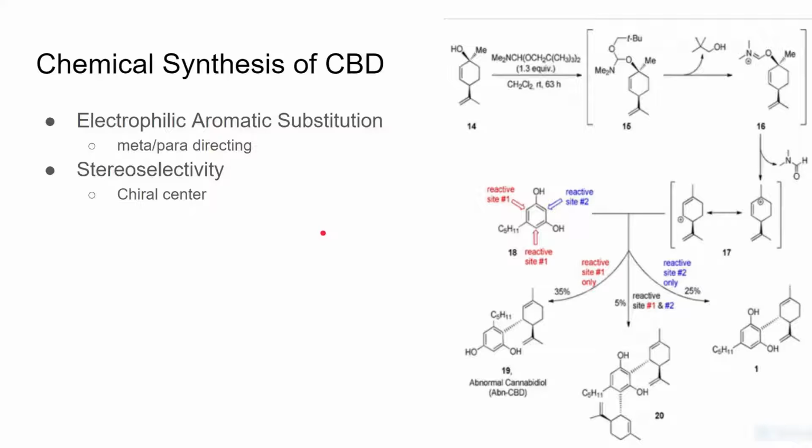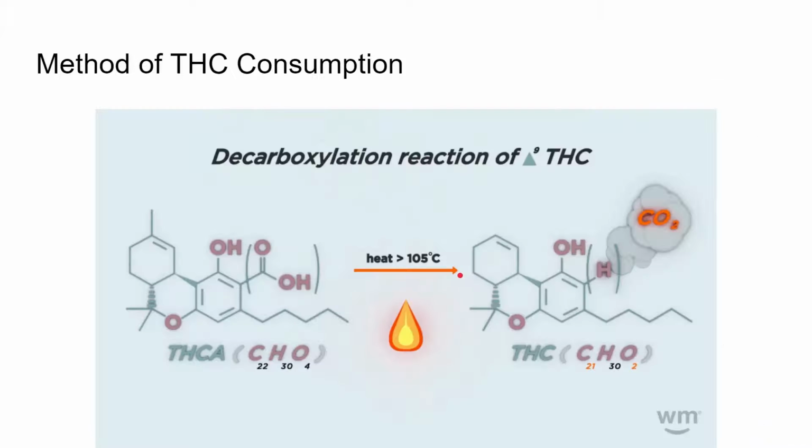To chemically synthesize CBD, one of the most common ways to do it is through electrophilic aromatic substitution. Here, at molecule 17, this electrophile reacts at either the meta or para directing ring here. And if it attacks at the para position, then you get CBD right here. But there are also other products formed here that are just different types of CBD that we're not really interested in. For THC consumption, what usually happens is this carboxylic acid here, THCA, is heated up at 105 degrees Celsius, usually with a flame, and decarboxylation occurs, turning this into THC, which can be inhaled.